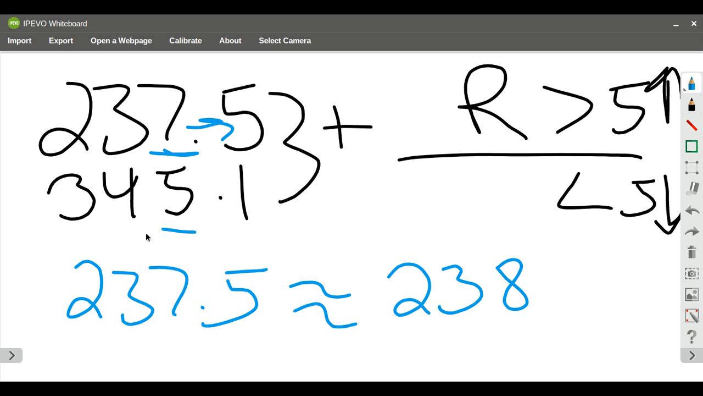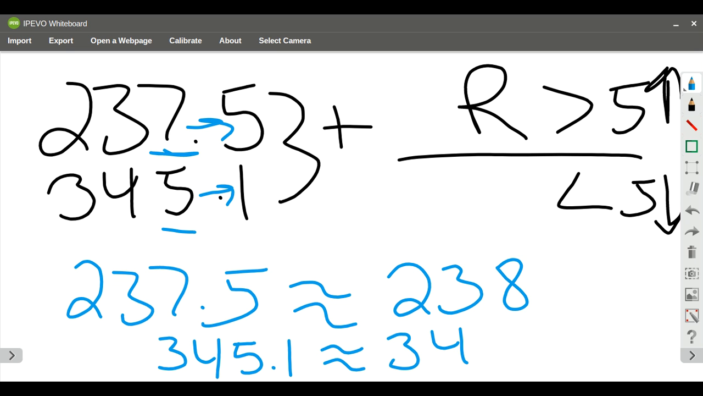I'm going to do the same thing for 345 and 1/10. I look one place value to the right and I have a 1, so 345 and 1/10 is approximately 345. Then I'm going to add those values.